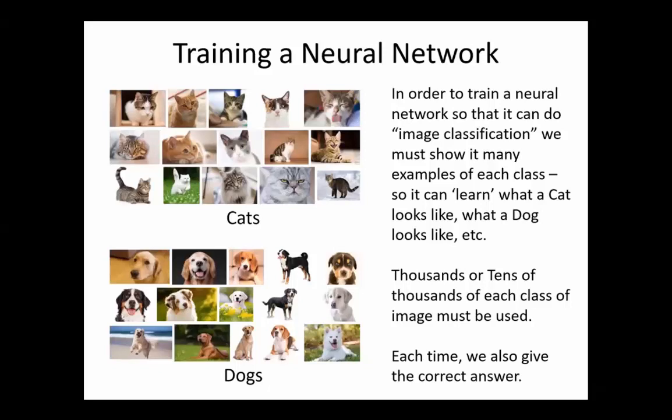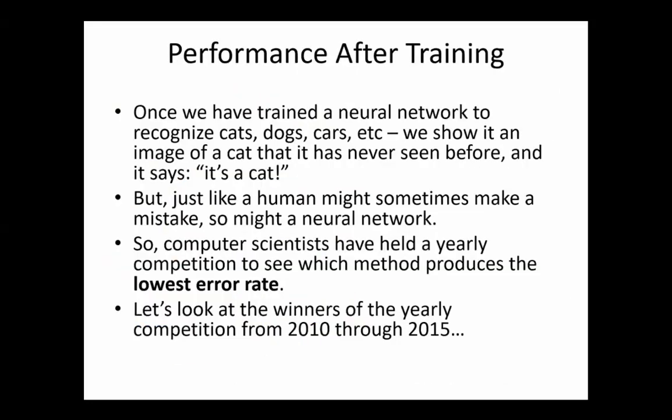So we give it a bunch of data and we give it the correct answer for each image. And once we've trained a neural network, then we can show it a picture that it never saw before of a cat, and the computer will say it's a cat. So that's cool. But just like a human, the algorithm can sometimes make a mistake.